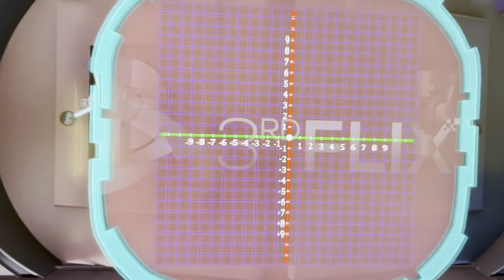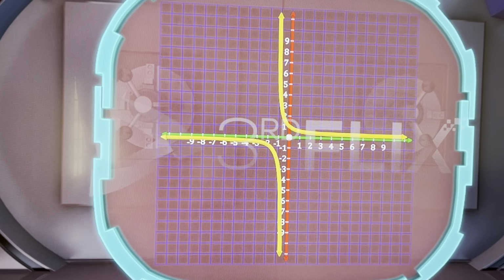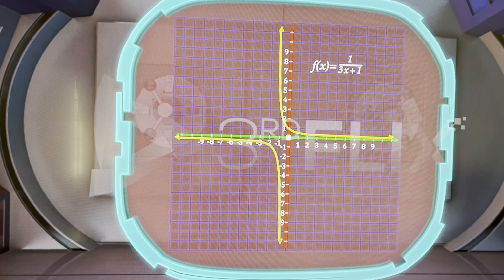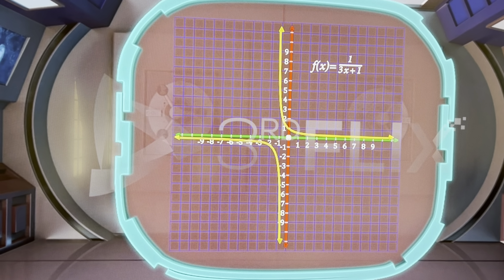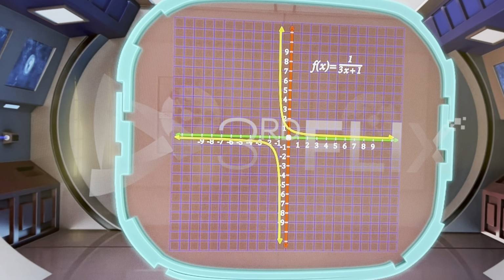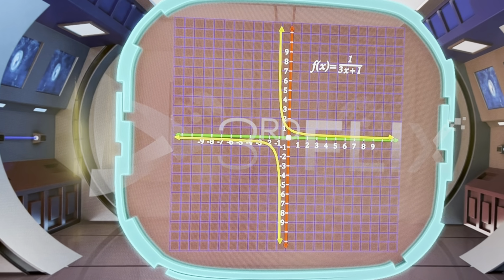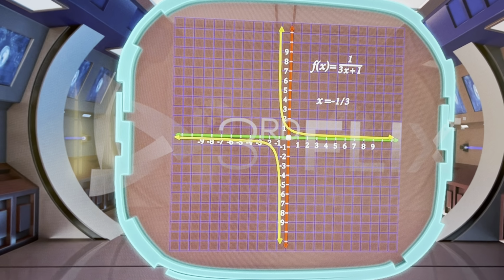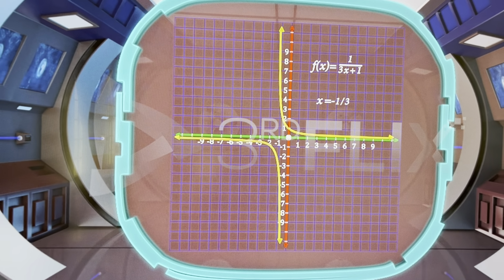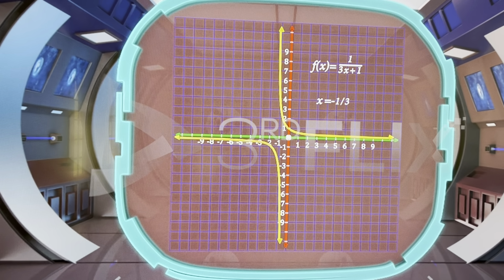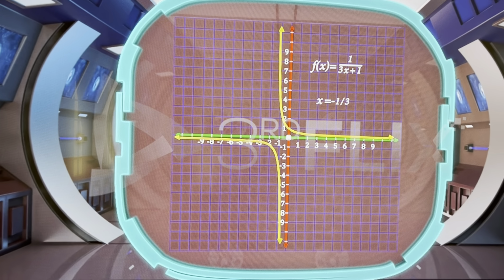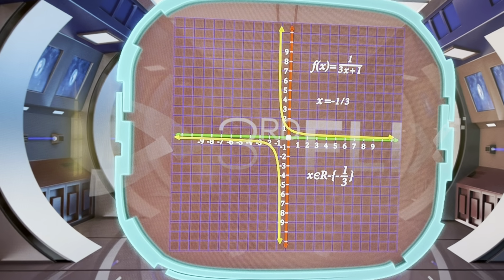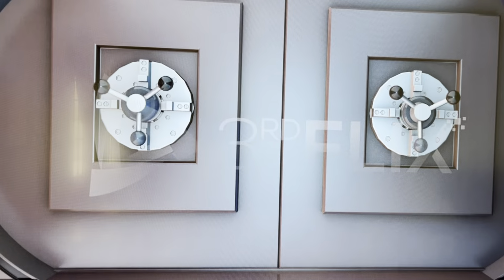For example, let us consider the function f of x is equal to 1 upon 3x plus 1. Here, we observe that f of x is defined for each value of x belonging to the real number set except x equals minus 1 upon 3, the value of x at which the denominator is 0. So, the domain of the given function is x belonging to the real number set except minus 1 upon 3.